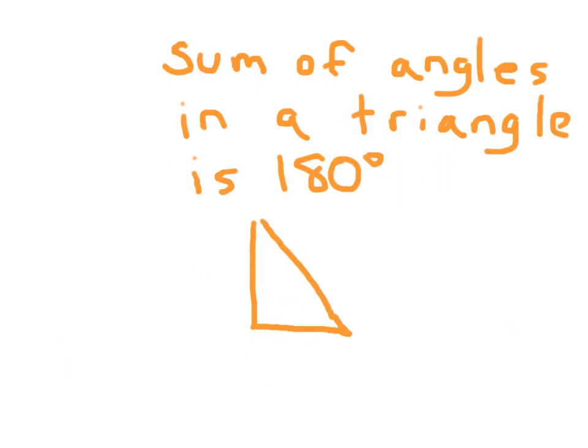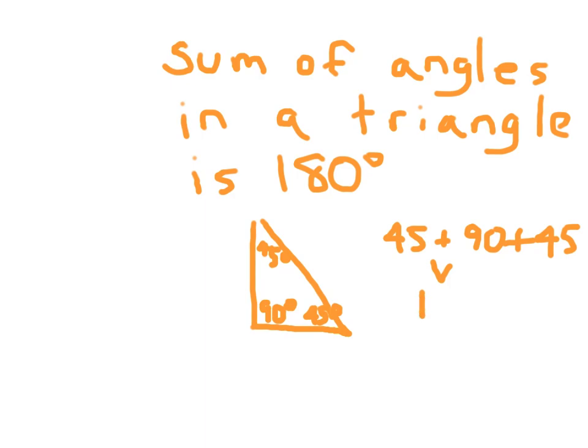The sum of all angles in a triangle is 180 degrees. So if this was 90 degrees here, and this is 45 degrees, then this too would be 45 degrees, because 45 plus 90 plus 45 does equal 180.